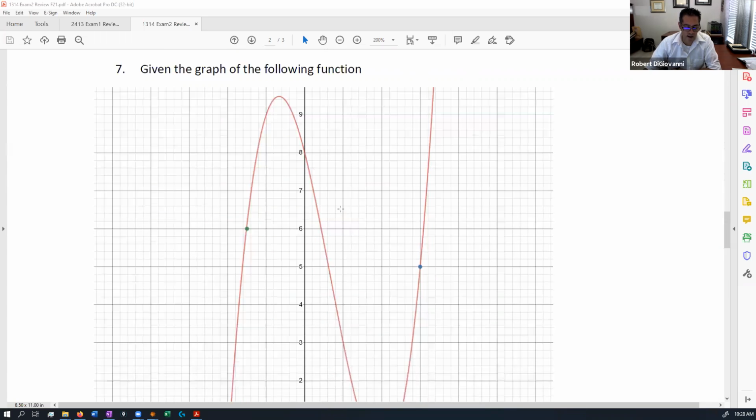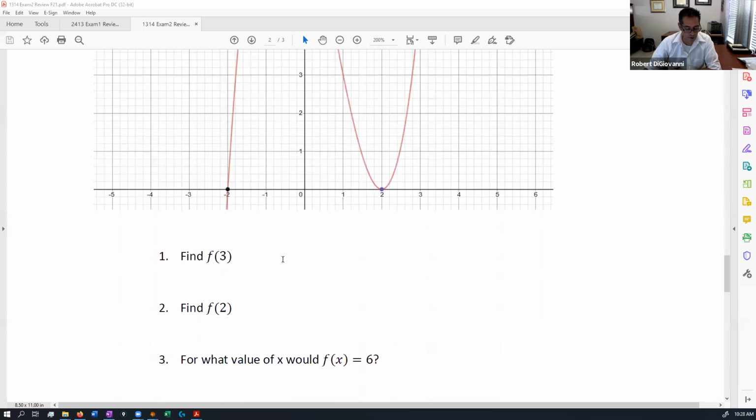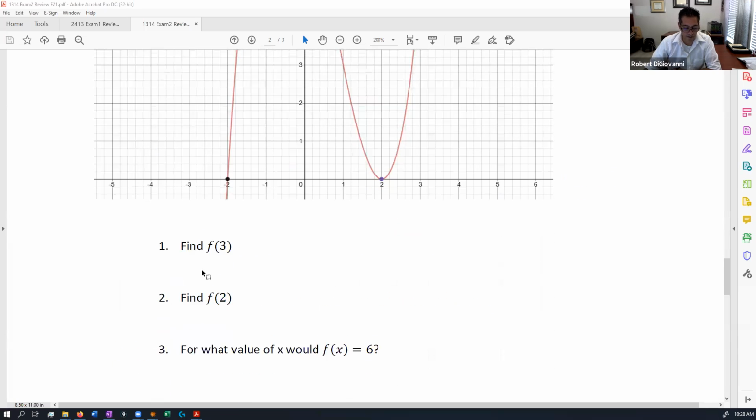Number 7, I give you a graph, okay? I give you a graph, and then I ask you to answer some questions about that graph. This is all about reading values off of a picture. So again, we did this. Go back and review.